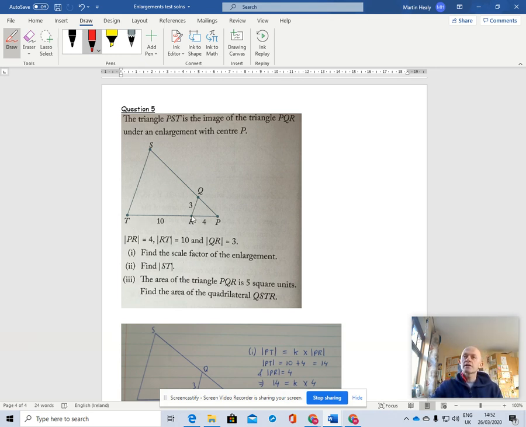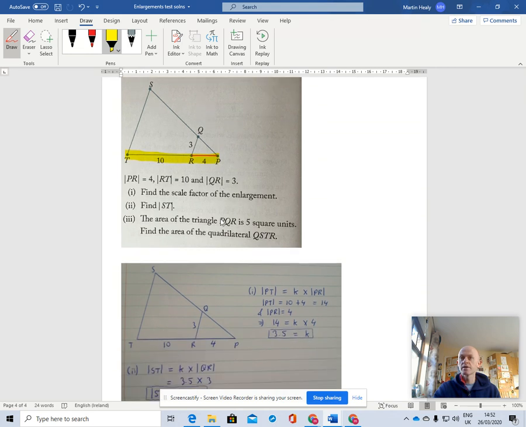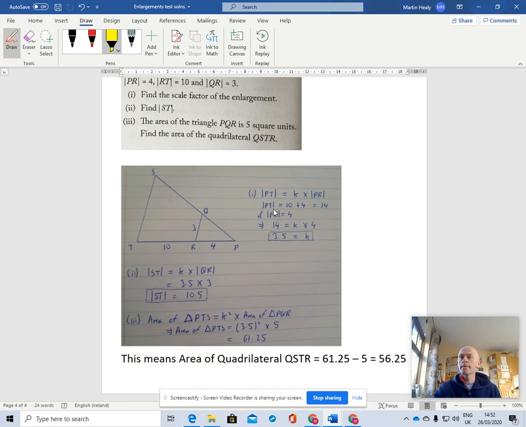The corresponding side to PR here is not TR. The corresponding side is TP. So when it comes to working out the scale factor, the original side here, PR, is 4. Then it's been scaled up by a factor of what? Well, this corresponding side here is 14. So PT is the image and PR is the original, not 10 and 4. It's actually 14 divided by 4 that is going to give you the scale factor.